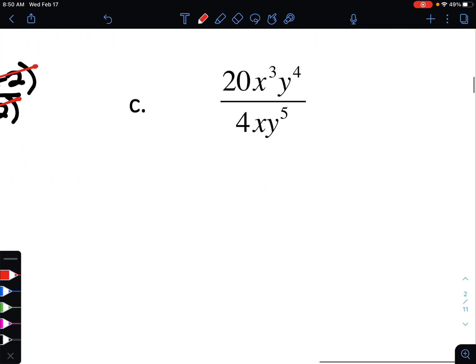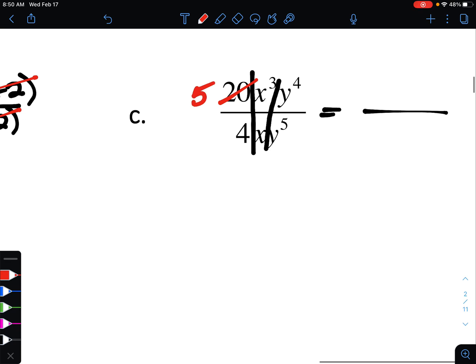Moving ahead, let's take a look at example C. So we've got 20x to the third, y to the fourth, over 4x, y to the fifth. Notice in this particular problem, they are all being multiplied together, so we can go ahead and separate those and go ahead and simplify each of the different parts. Starting with our numbers, we've got 20 and 4 which are both divisible by 4. 20 divided by 4 is 5, and 4 divided by 4 is 1.